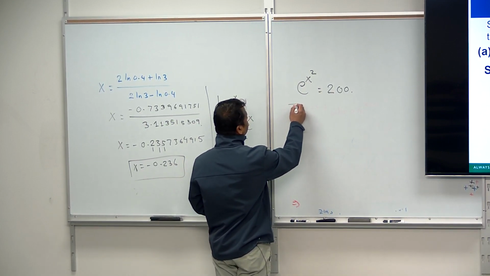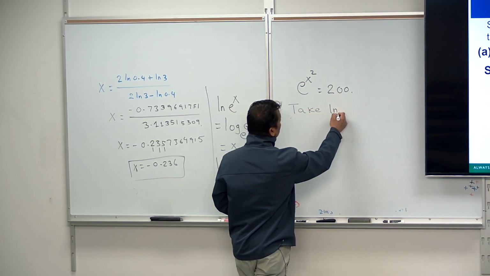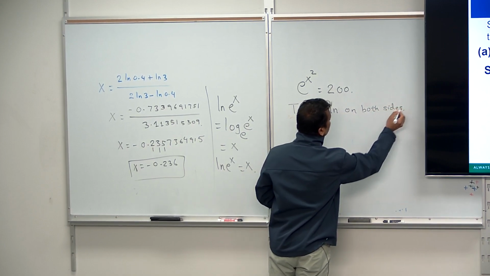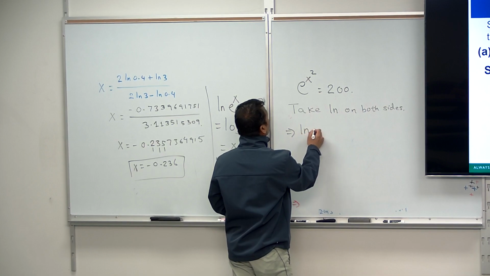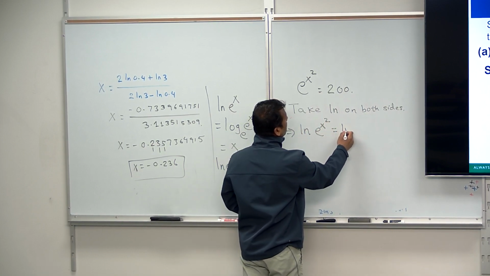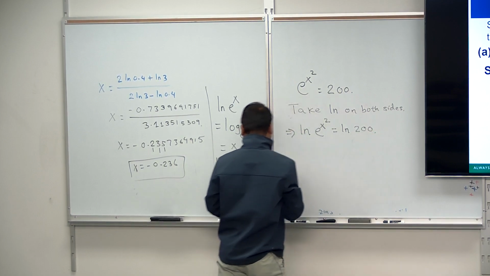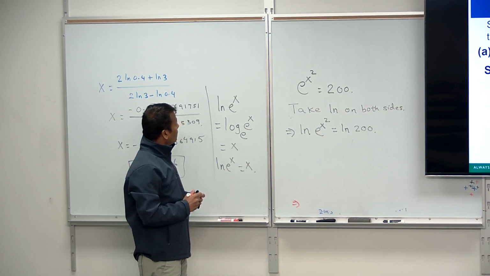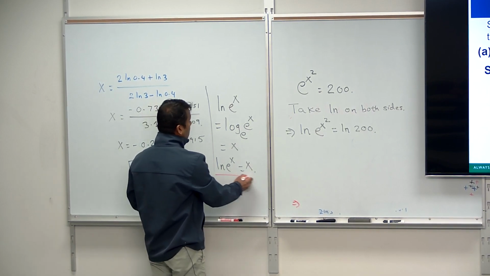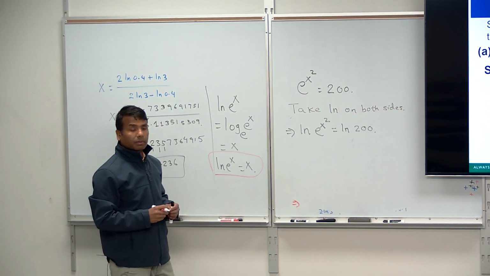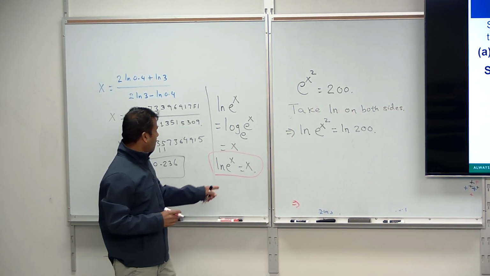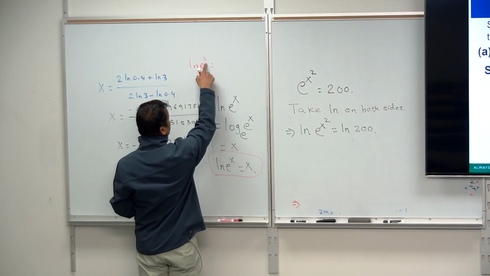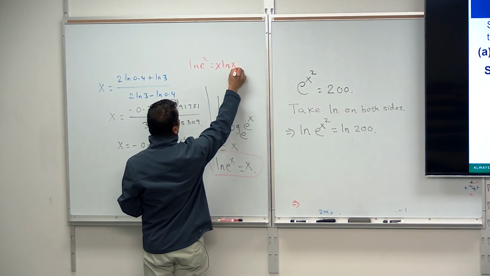So you take natural log, ln, on both sides. That will give you ln of e to the power x squared equals ln 200. And use this property, okay? You know why, right? ln of e to the power x, you use the power property. So you can pull out this x right in front of ln. So this is x times ln e.